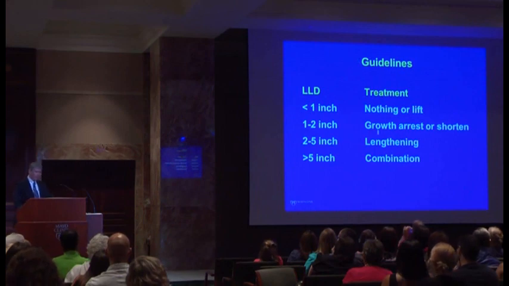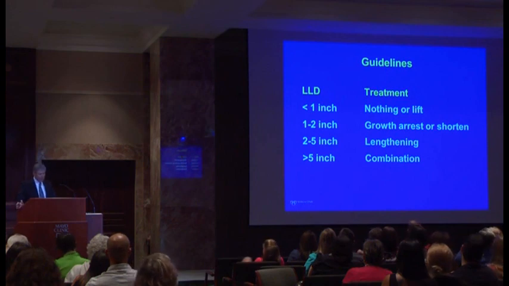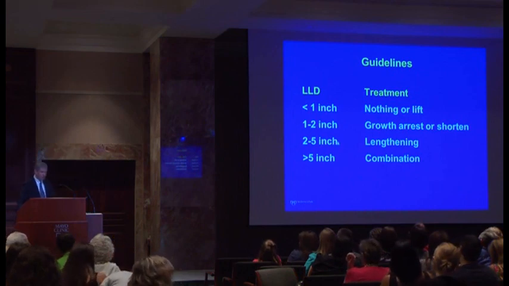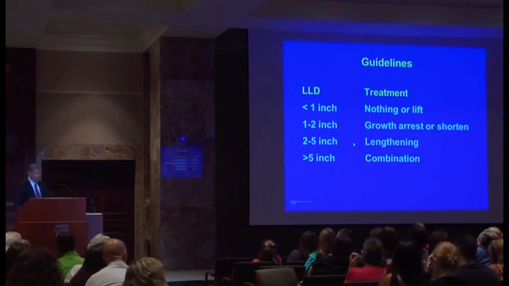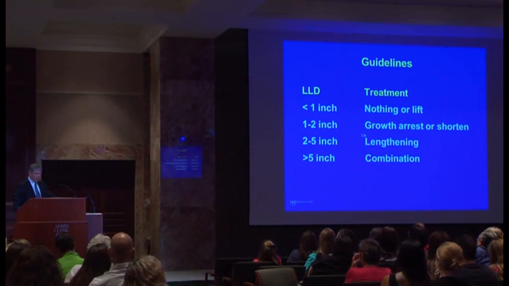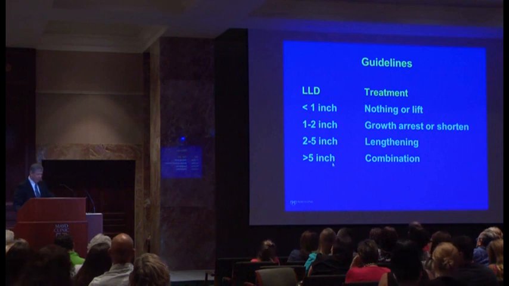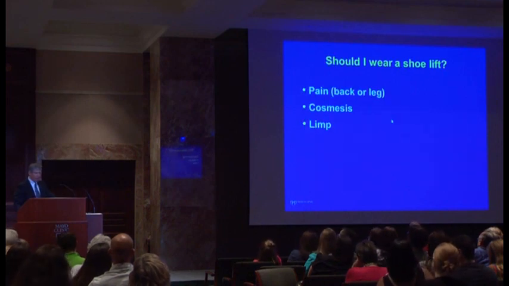These are our rough guidelines for doing those different things. If the difference is less than an inch, we tend to leave it alone or use a little lift. If it's between 1 and 2 inches, we'll try to shorten the longer leg or slow it down. 2 to 5 inch differences are rare, but when they happen, they usually require something much more aggressive, like a lengthening of the short leg. And in the rare cases where we end up with 5 inch differences, which I don't think I've ever seen with a vascular malformation, but I've seen in other conditions, we have to use a combination of these things to get the legs equal.